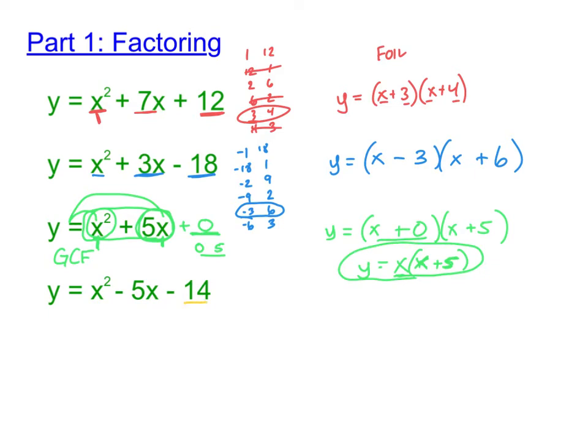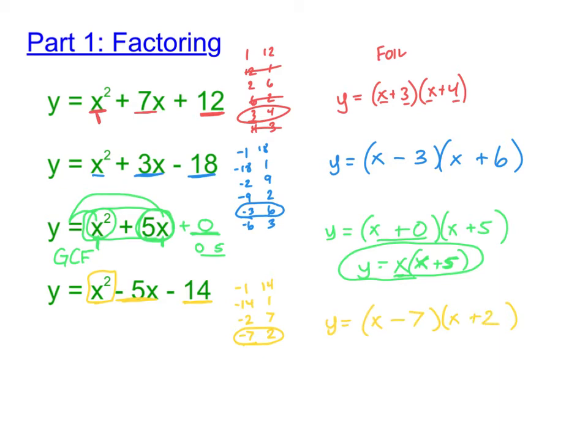Lastly, on this one, I have the negative 14. So it's a negative 14, so negative 1 and 14, negative 14 and 1, negative 2 and 7, or negative 7 and 2. And I need to add up to a negative 5. In that case, it would be this one. And again, I need to break it down, and I take my x squared, and I factor it as x and x, and then I would have a minus 7 and a plus 2.